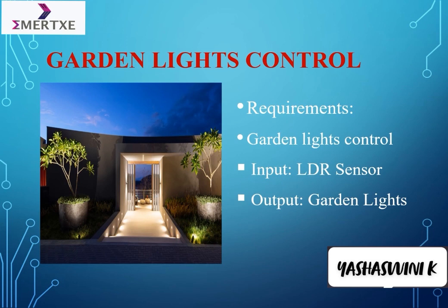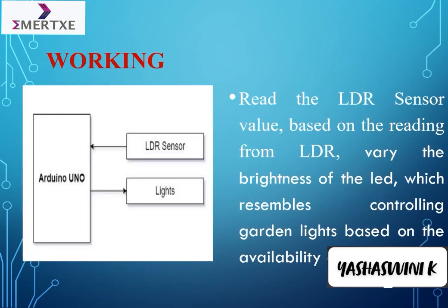Garden light control requires an LDR sensor as input, and the garden lights will be our output. For working, we use an Arduino, LDR sensor and light. Read the LDR sensor value, and based on the reading from the LDR, vary the brightness of the LED, which resembles controlling the garden light based on the availability of sunlight.